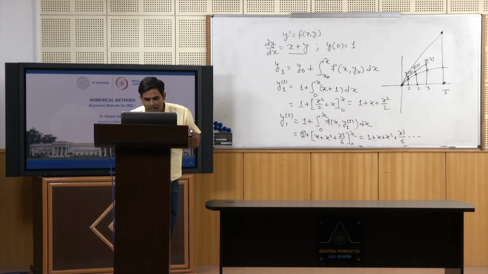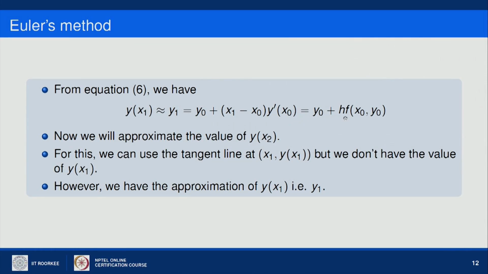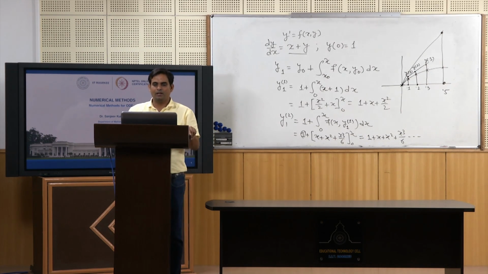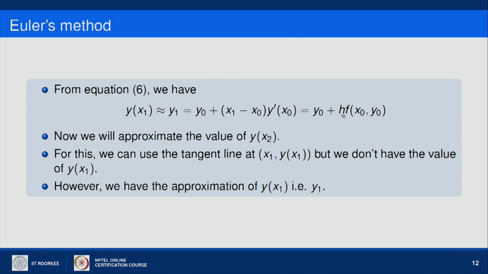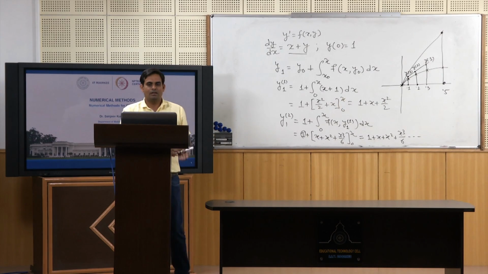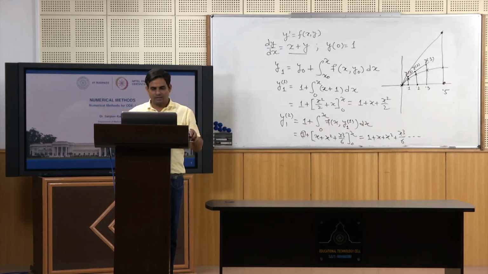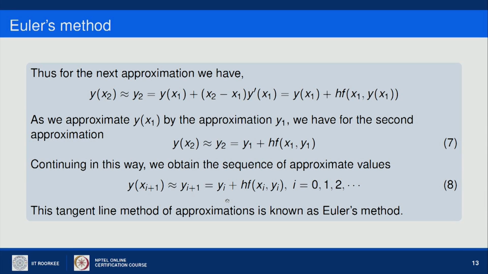So, once we calculate y1, that is y naught plus h times f of x naught, y naught, from the tangent line, we will calculate y2. So, y2 will become y1 plus h times f of x1, y1. Similarly, y3 will become y2 plus h times f of x2, y2. So, I will get a sequence of iterations. In general, y at x i plus 1 is given as yi plus h times f of xi, yi.